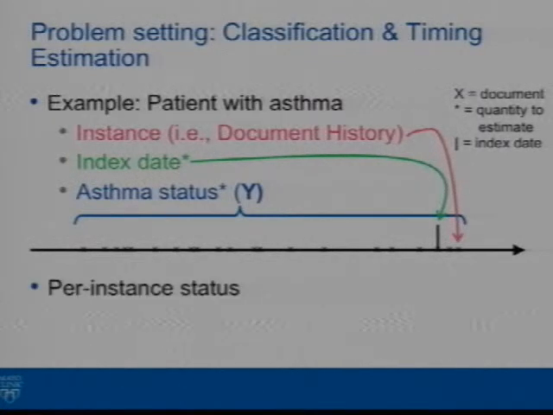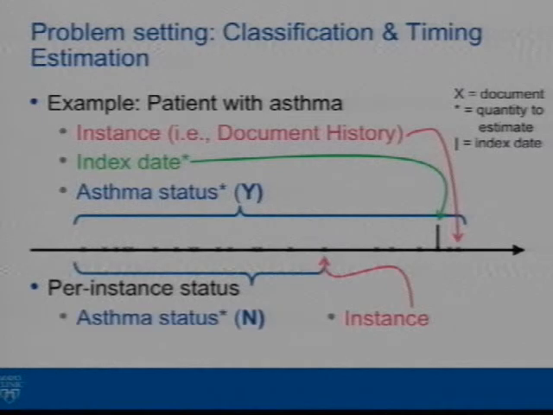Now, if we consider a different instance, so consider that instance right there. That's before the patient should have been diagnosed with asthma. And so in that span, the asthma status was no, and the index date was none because they haven't gotten asthma yet, right? Make sense? Okay.